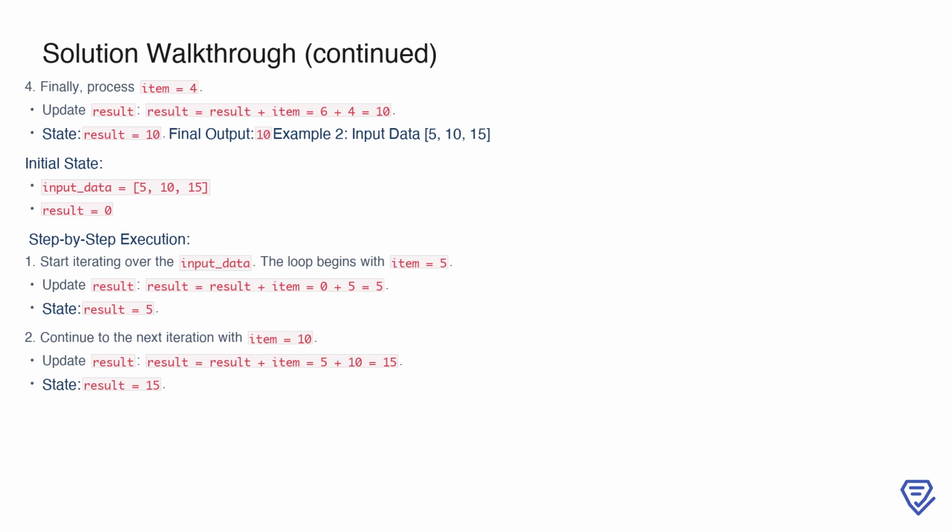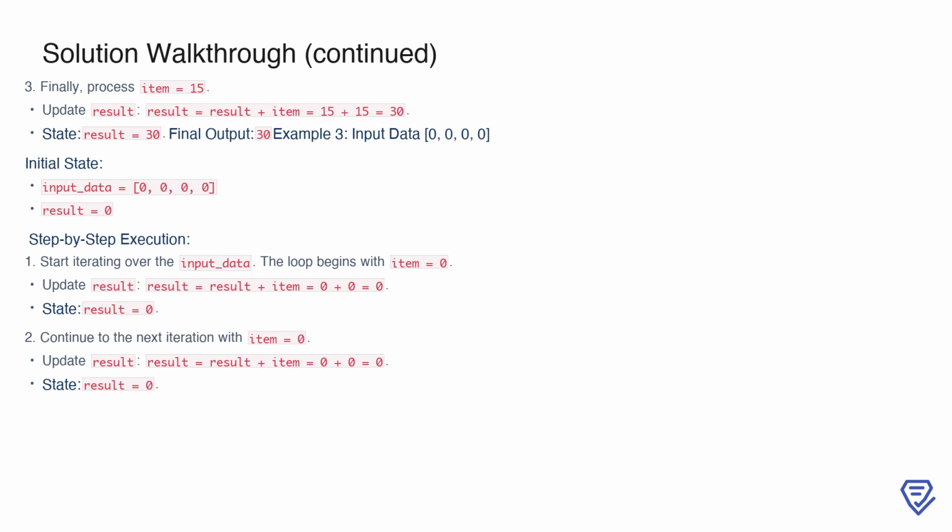Moving on to the second example, the input data is 5, 10, 15. Again, we initialize result to 0. Starting the iteration, the first item is 5. Adding it to the current result, 0, updates the result to 5. Next, the second item, 10, is added to the current result value, 5, which results in a new result of 15. For the third item in the input data, which is 15, adding it to the current result value, 15, gives us a final result of 30. So, the output for this example is 30.